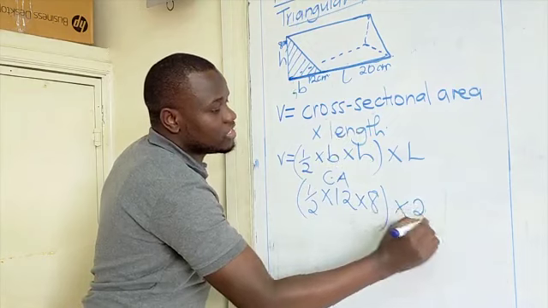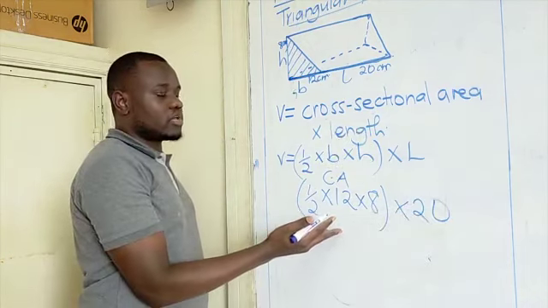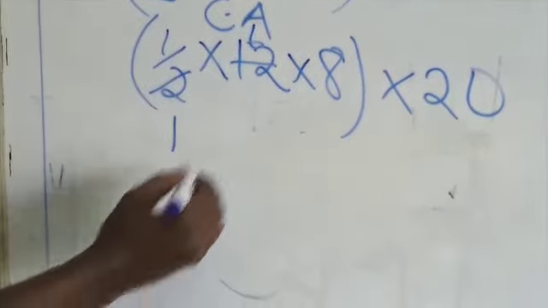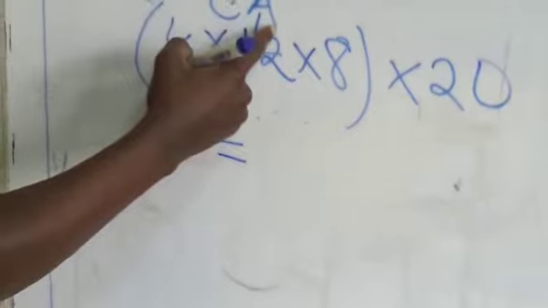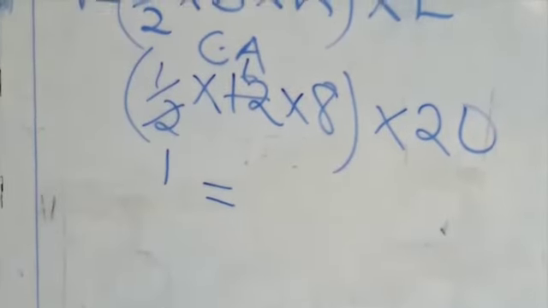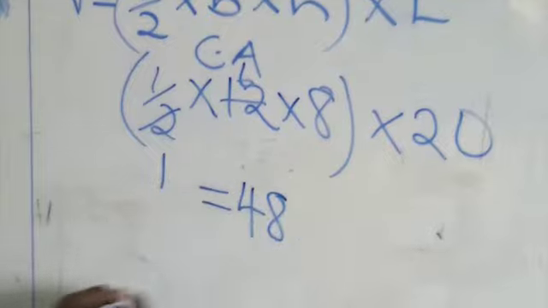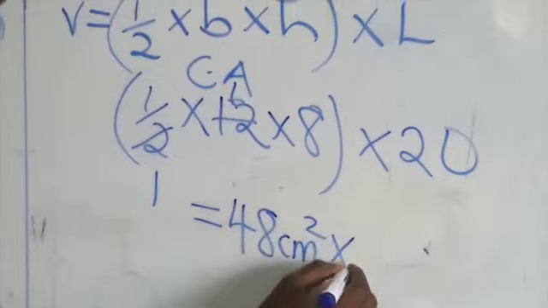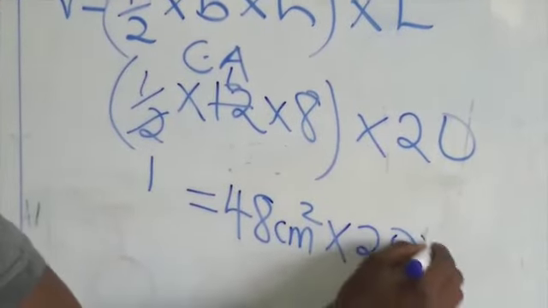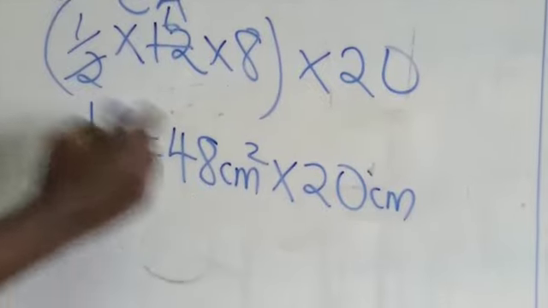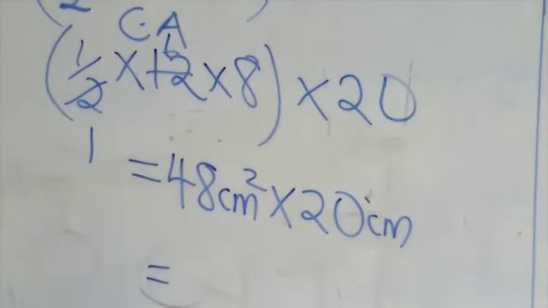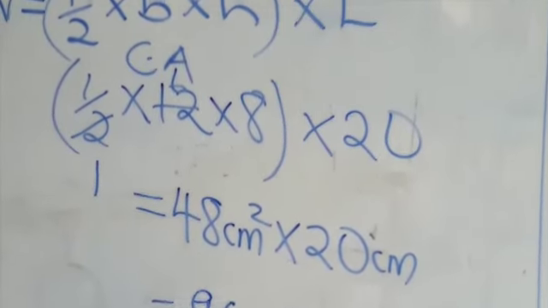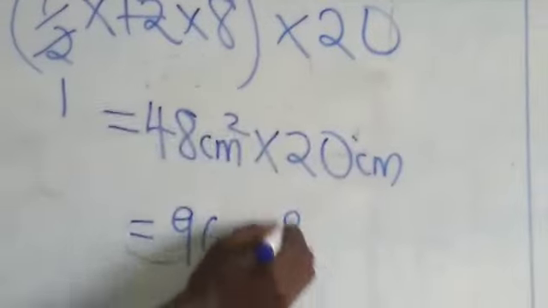What's our length? 20. You work out the area of the triangle first, so you'll say by 2 here 1, by 2 here 6. Then you multiply. 1 times 6 is 6, and then 6 times 8 will give us 48. So the cross-sectional area will give us 48 centimeters squared, times the length, which is 20 centimeters. So we say 48 times 2. What will give us 48 times 2? Anybody? So 48 times 2 will give us 96 centimeters cubic.